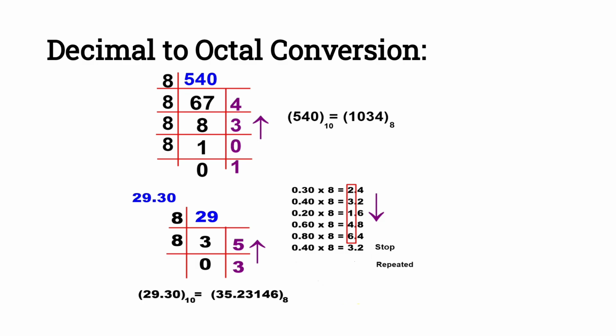Again we are going to follow the procedure for 29.30. As already discussed in the decimal to binary conversion, for the integer part we divide by 8, and for the fractional part we multiply by 8. The same thing we follow here. So finally we get the answer as 35.23146 with base 8. This is the conversion from decimal to octal.